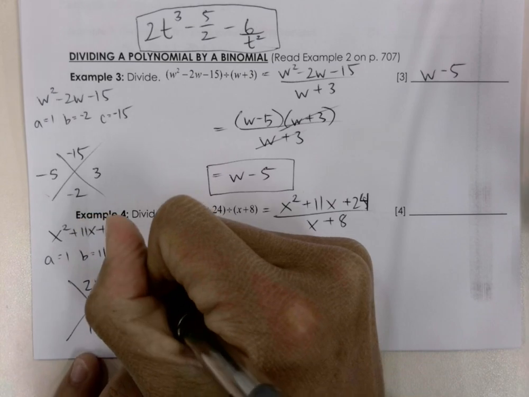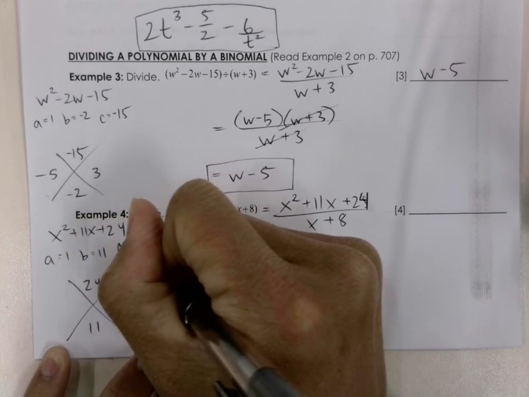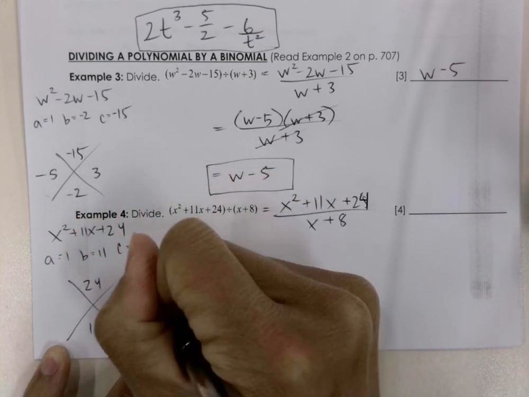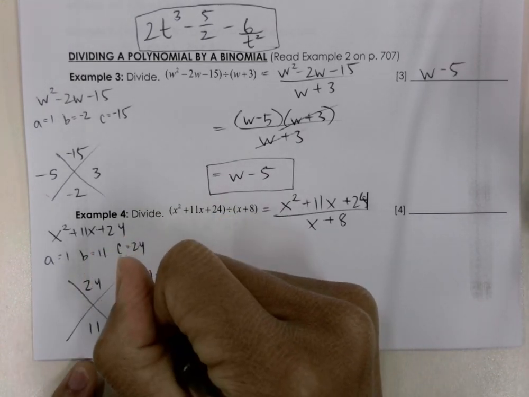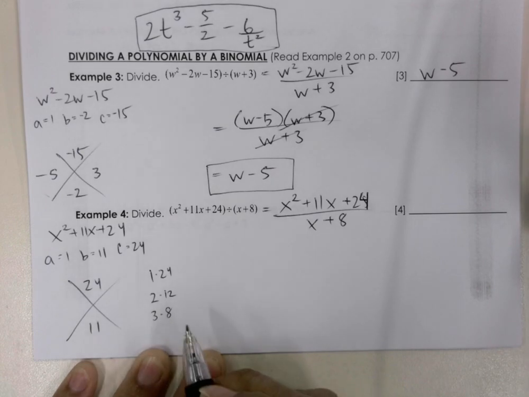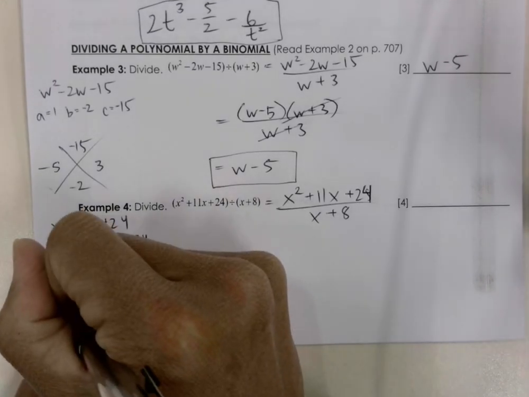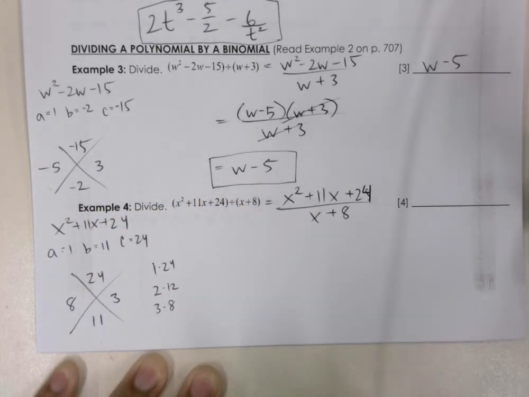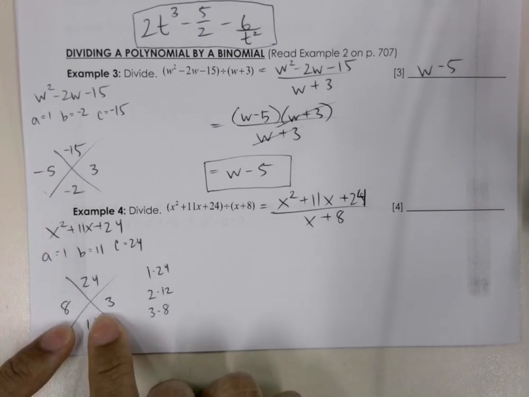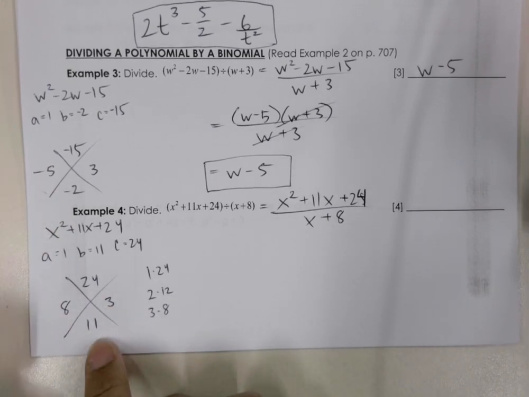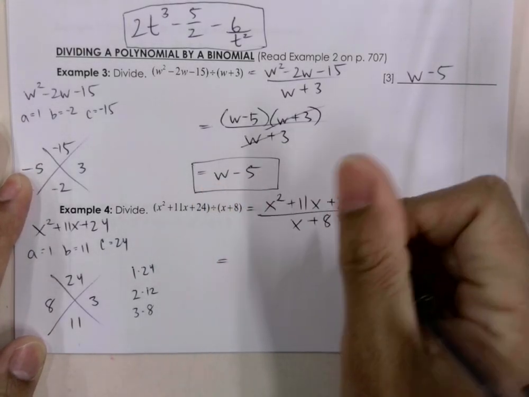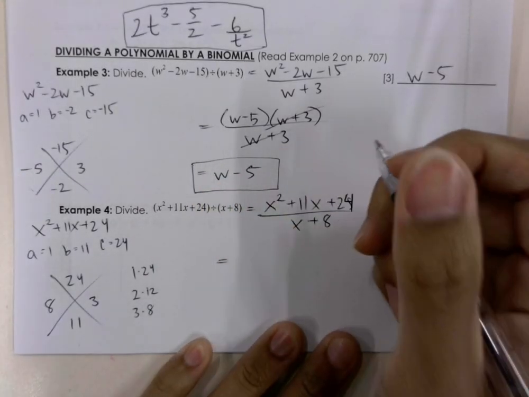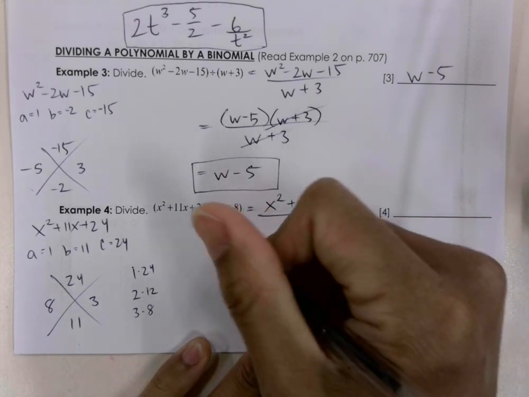So let me write them out. So we have, 1 times 24 is not going to do it. 2 times 12, they don't add up to 11. And then let's do 3 times 8. So those do add up to 11. So let's do 8 and 3 as our factors. They multiply to positive 24 and they add up to positive 11. So we can go ahead and use those. Let's rewrite our expression up here as factors.